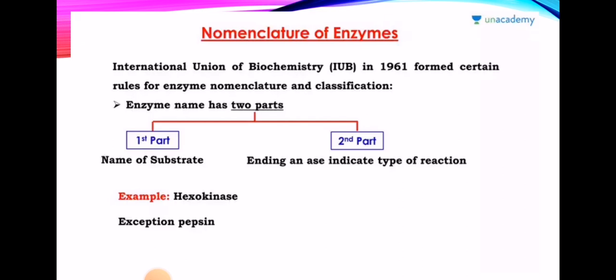The International Union of Biochemistry, IUB, in 1961 formed certain rules for enzyme nomenclature and classification. The enzyme name has two parts. The first part is the name of the substrate, and the second part contains the ending, ase, which indicates the type of reaction. For example, hexokinase acts on hexoses, that's the substrate, and kinase means the type of reaction. The only exception to this kind of nomenclature is pepsin. Here pep and sin don't fit this kind of nomenclature and classification.